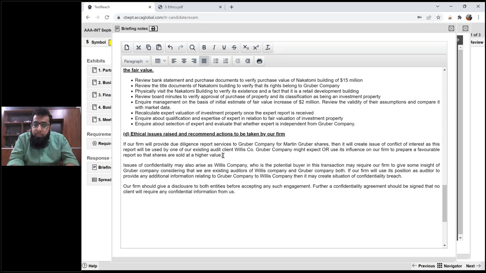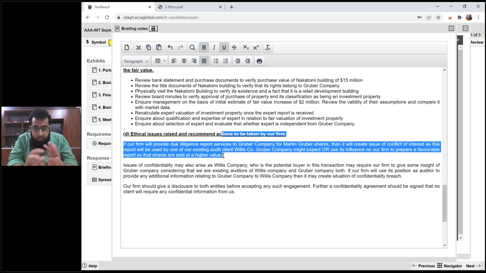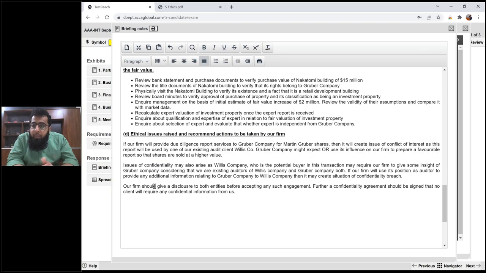Then we wrote an action. Okay. Are you people getting it? This handout is not for revision of ethics. This handout will give you a list of points which you can use while developing your answer.